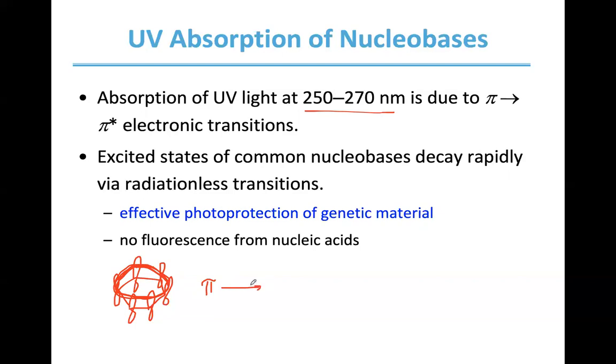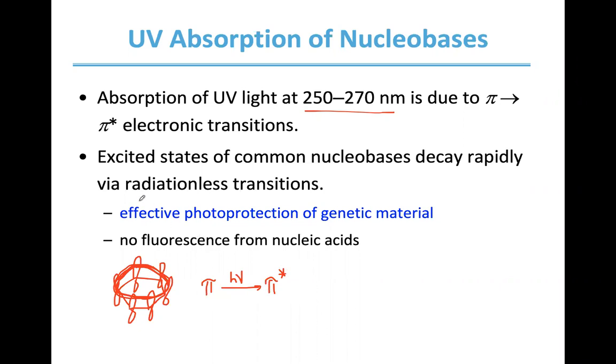If they absorb light, the electrons get promoted to the antibonding pi star molecular orbital, right? And in a way, this is a way for DNA to protect itself from ultraviolet radiation. Once this is promoted, the amount of energy required to go from pi to pi star is small, so not sufficient to break any bonds.